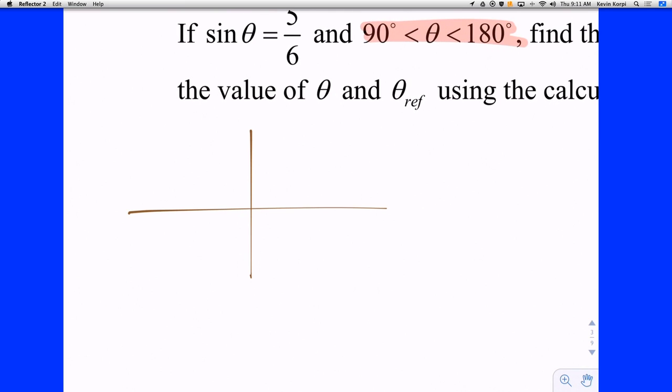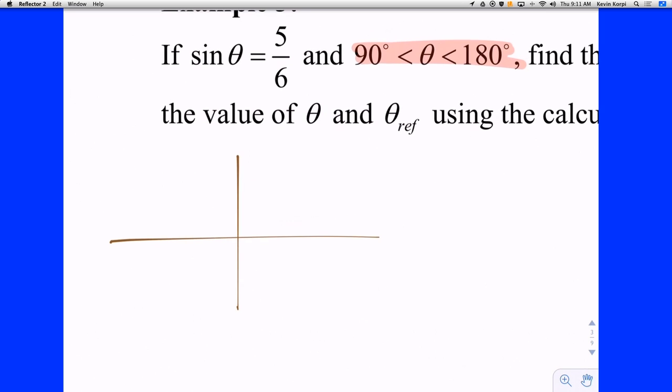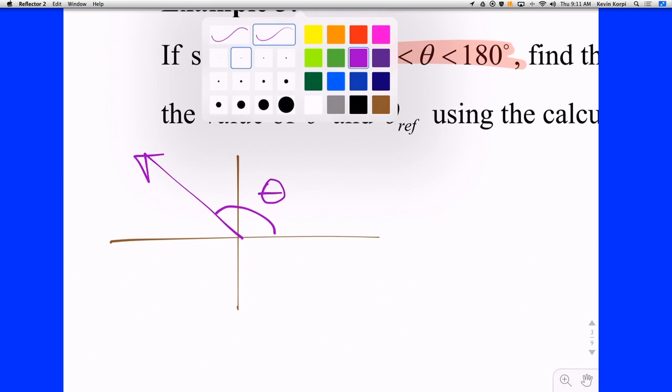There's my y-axis, there's my x-axis. I know that my angle terminates somewhere in quadrant 2 between 90 and 180. So I'm going to draw just some generic terminal ray. I typically draw them on the 45, even though it's not necessarily going to be a 45-degree reference angle, just so I have more room to draw.